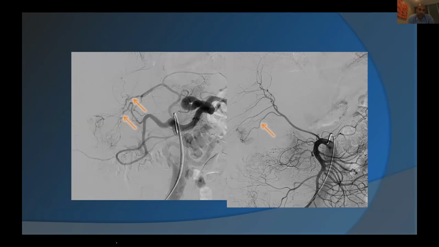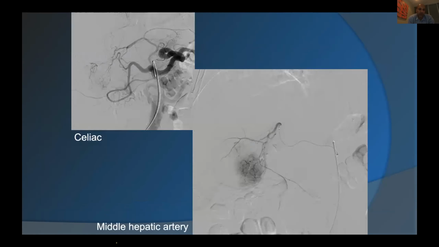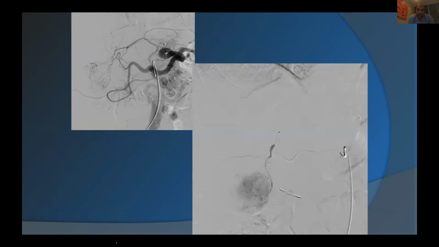So what do we do? The goal is to treat each vessel. So 3 arteries means you order 3 vials, you treat all 3 at the same sitting. So as we go through, this is the celiac on the left as your reference. And this is the middle hepatic artery. You see a falciform artery going down and in, and so we coiled that off. And so we're able to isolate the middle hepatic artery, and that we get very good tumor perfusion. So we're going to infuse 1 vial there.